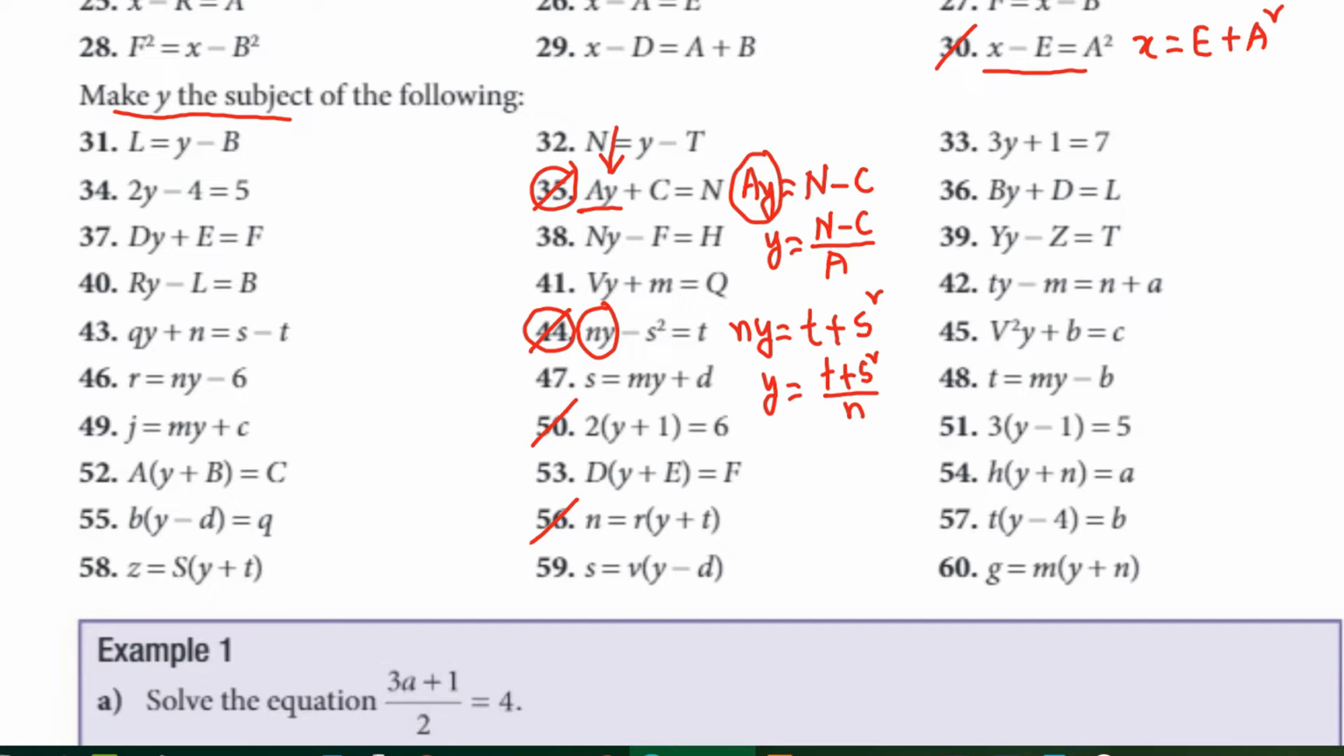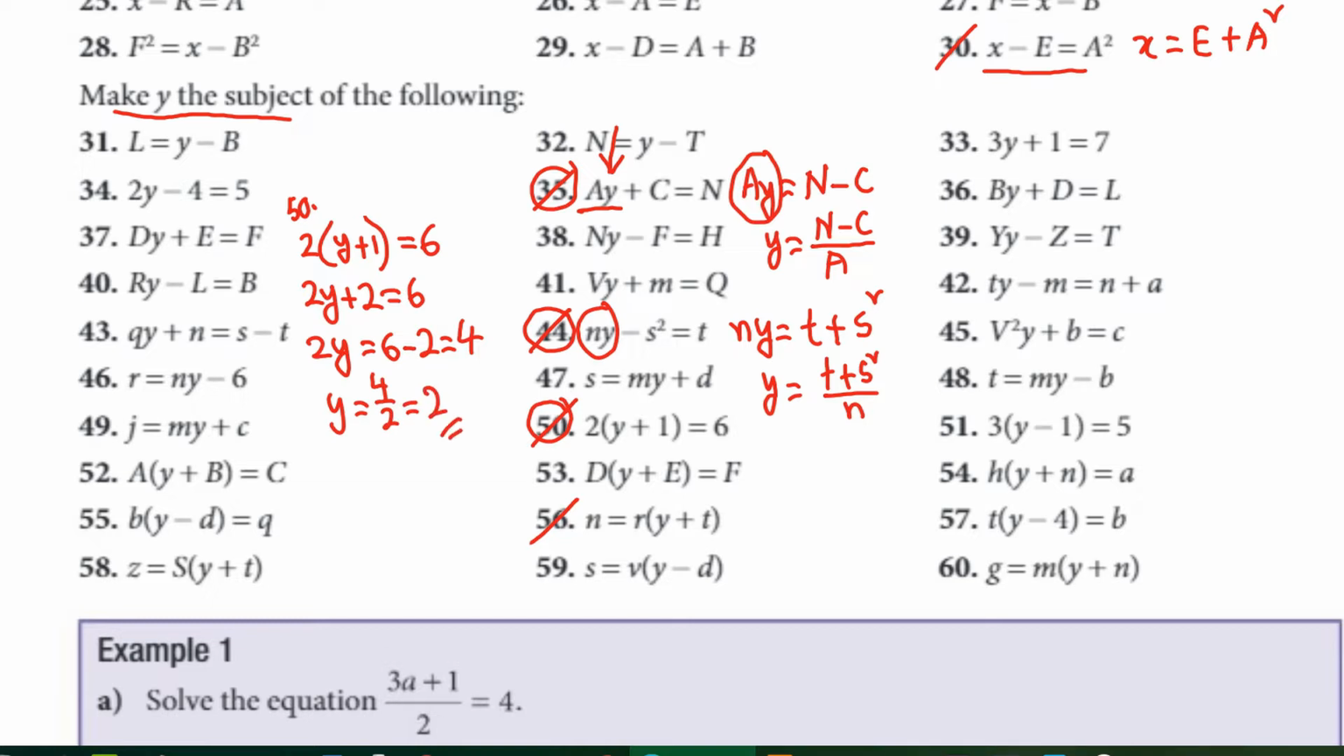If we see question number 50, I'm going to write here the 50. It's a kind of numerical values are given, so we can remove the bracket from the left side. You can write it 2y plus 2 into 1 is 2 on the left side equals to 6. Now make 2y as a subject, then it would be 6 minus 2, which we can write as 4. Then y equals to definitely 4 by 2, which gives us 2. And 2 is our answer of this question.